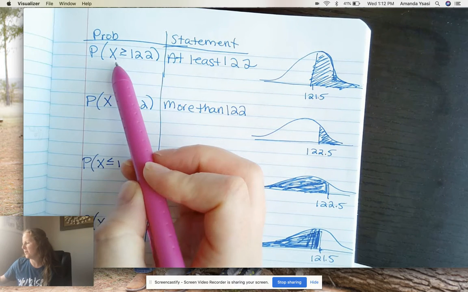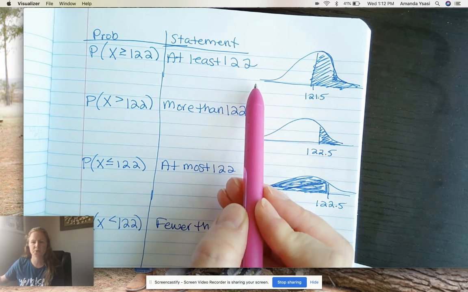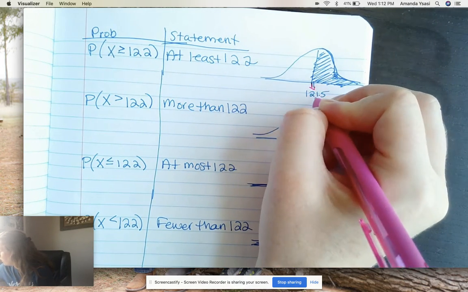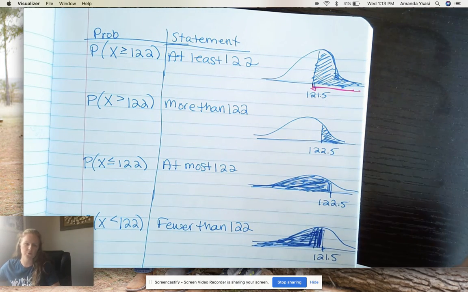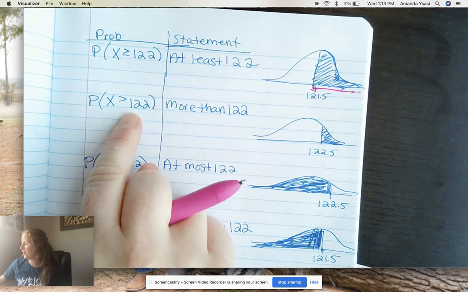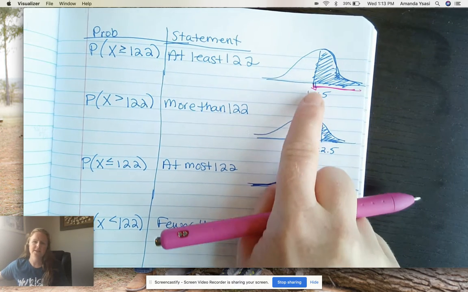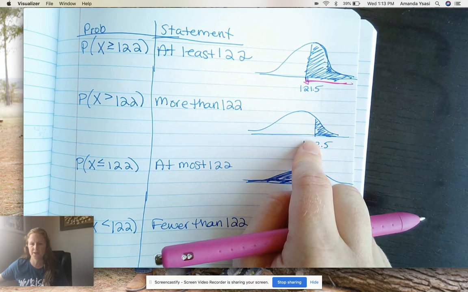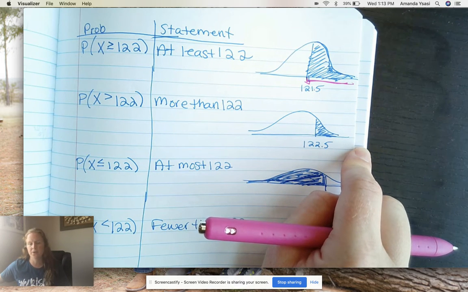If we're doing the probability that x is greater than or equal to 122, that's at least 122, so we're actually going to use 121.5, find the z-score for that, and then find that area. Whenever x is just greater than 122, that's more than 122, so we're actually going to go to the top of the interval instead of the bottom, because it doesn't include 122. You're going above it using the plus 0.5.